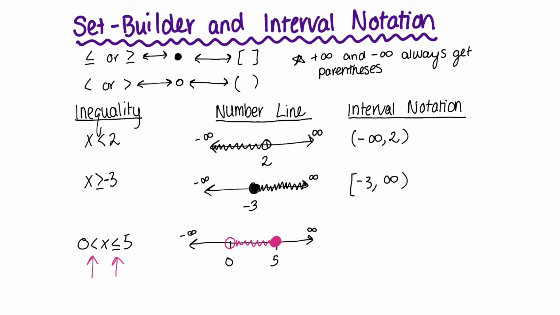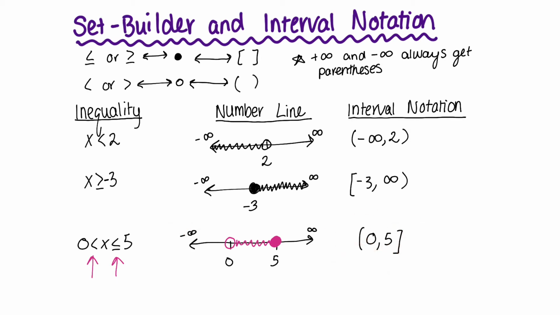Now, when you read the highlighted version, you start at 0, and the highlighting goes until 5. So you're going from 0 to 5, and you're choosing your parentheses and brackets based upon whether it was an open circle or a closed circle. Open circle is a parenthesis, closed circle is a bracket. So open parenthesis, closed bracket. There we go. So the interval notation for this is open parenthesis 0, comma 5, end bracket.